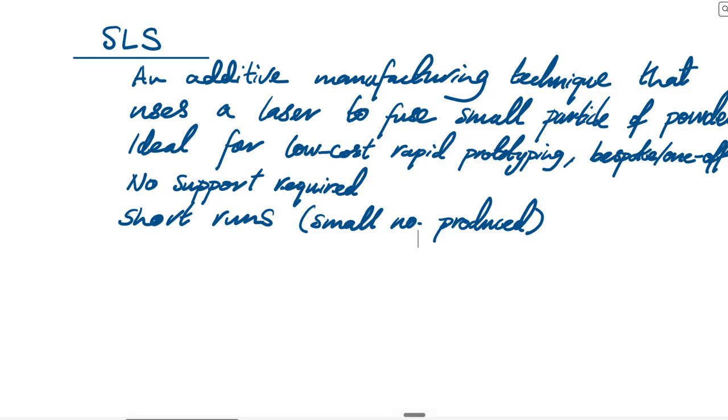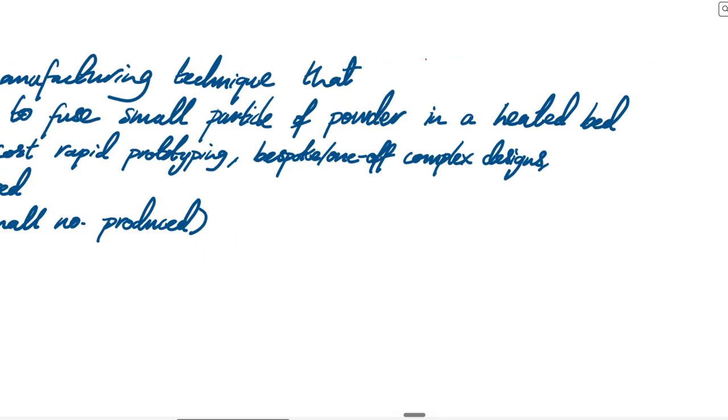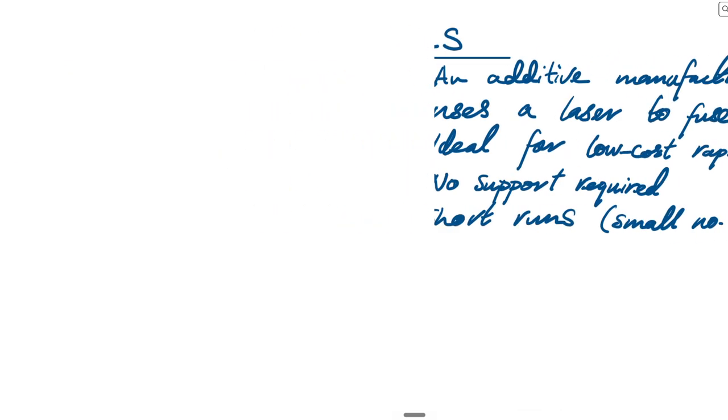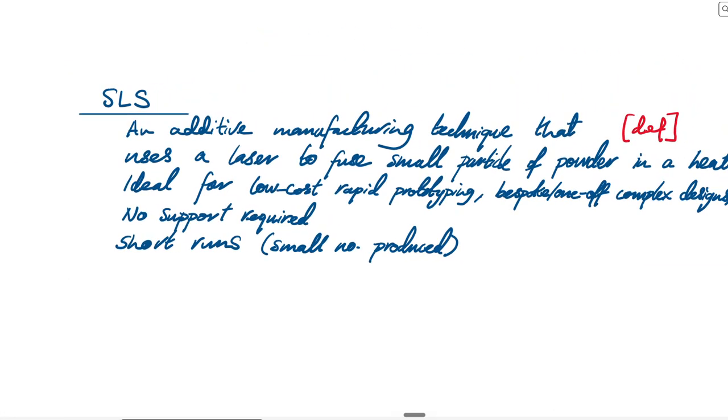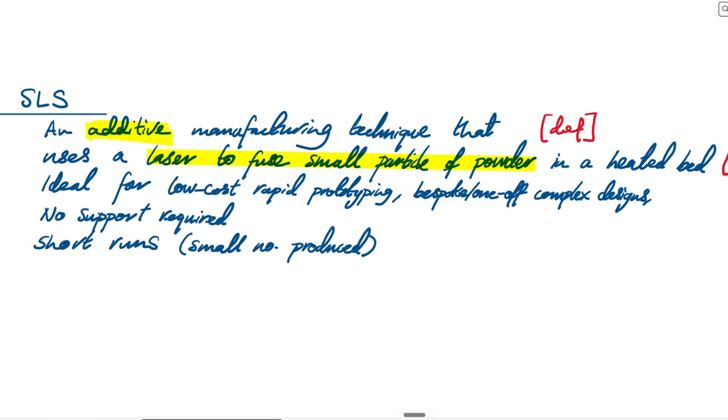and so we have our definition, right? In fact, let me highlight that. Definition, and that it's an additive process. This is also part of our definition, so both points are needed, right? So when you have something about 3D printing, additive, and then you have to define what that specific 3D printing does. Laser to fuse small particles of powder. And then it's ideal for low cost, rapid prototyping, one-off complex designs, no support, and short runs.